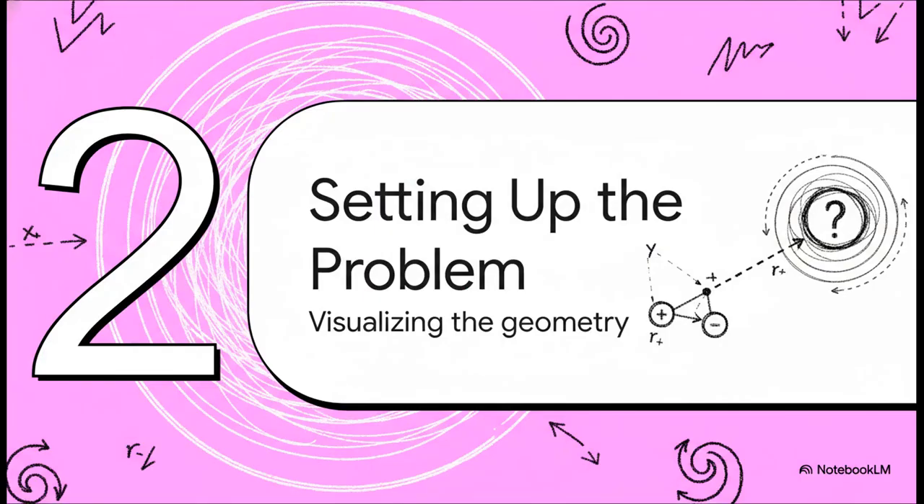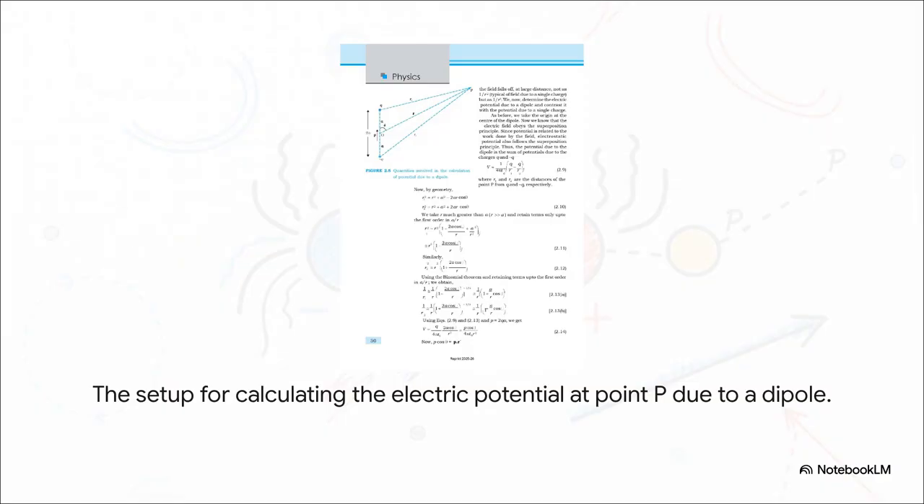All right, so we know what a dipole is. Now let's set the stage so we can actually calculate its potential. This next part is all about getting a clear picture of the geometry. Okay, let's break down this diagram. It might look a little busy, but each piece is important. Here are our two charges. We've got plus Q up here and minus Q down here. The total distance separating them is 2a.